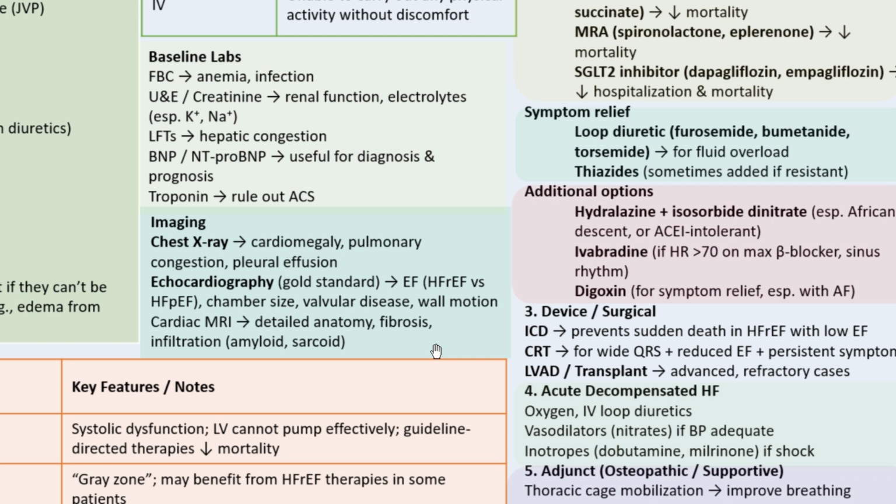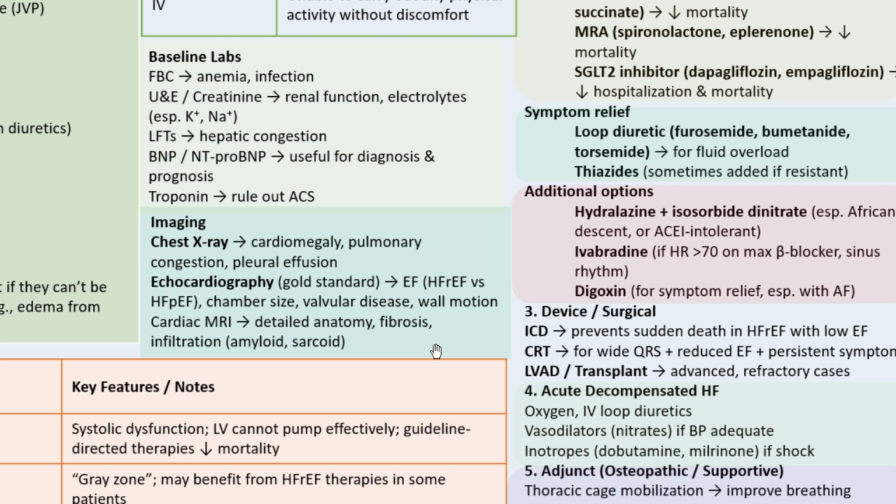We can do echocardiography. An echo will tell us about the ejection fraction. It will tell us the chamber size. Are there valvular diseases? Is there wall motion abnormality? It can give us a lot of detail. We can do a cardiac MRI, which will give us the detailed anatomy. Is there fibrosis or infiltrations? We can do many other tests.